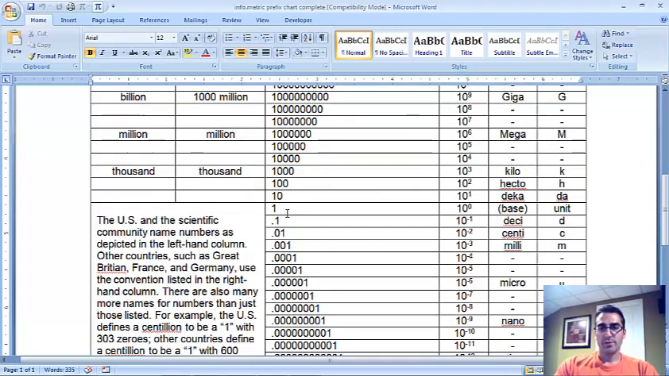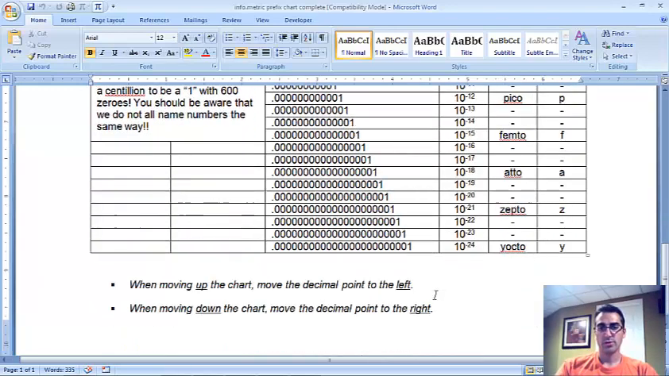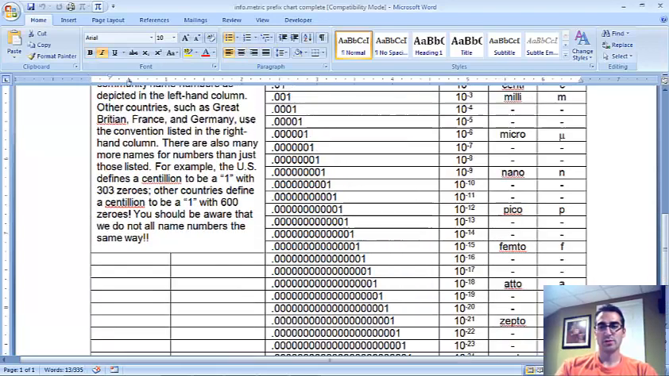And for example, if you look in the middle of the chart here, this is where the base unit would be. If we're talking about meters, 1 meter. If we want to figure out how many millimeters are in 1 meter, we have to move down the chart. So to go from meters to millimeters, we go down the chart. When moving down the chart, move the decimal point to the right. And at the bottom there's some instructions there.